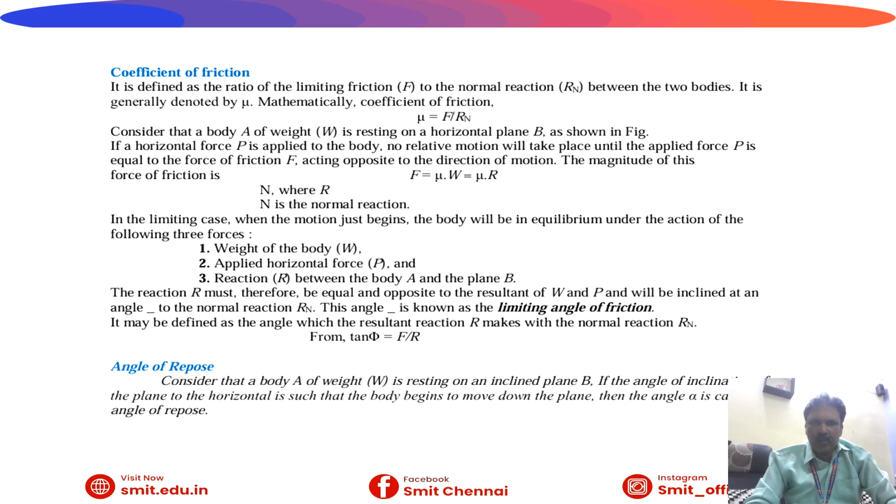Consider a body A of weight W resting on a horizontal plane B as shown in the figure. If a horizontal force P is applied to the body, no relative motion will take place until the applied force P is equal to the force of friction F, acting opposite to the direction of motion. The magnitude of this is given by F equals mu W equals mu Rn, where Rn is the normal reaction.